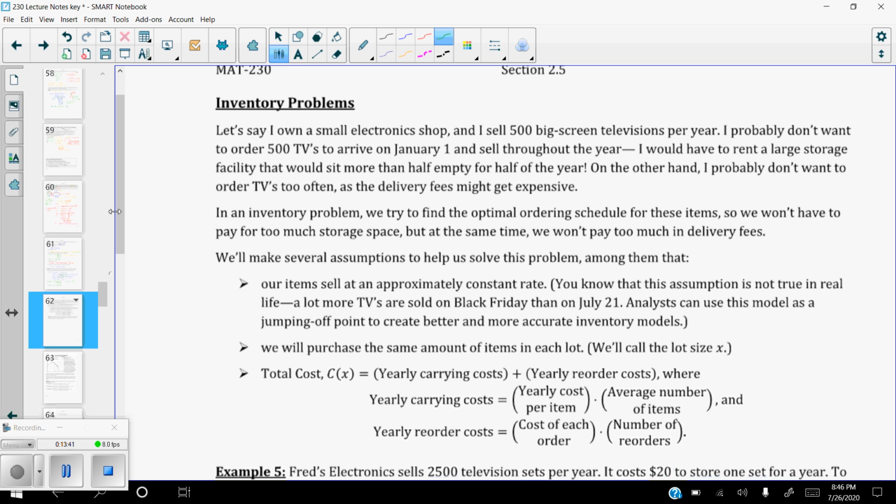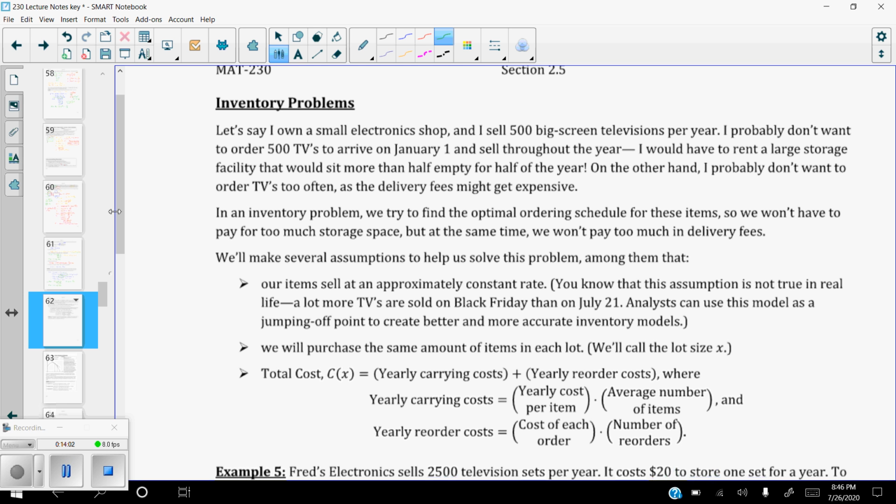Or on the other hand, I probably don't want to order too many TVs too often, because then you're going to have a bunch of delivery fees and stuff like that you don't want. So you have to balance this out. How much stuff do I want to be sitting there for how long? And how many times do I want to reorder things? That's the general idea behind inventory.